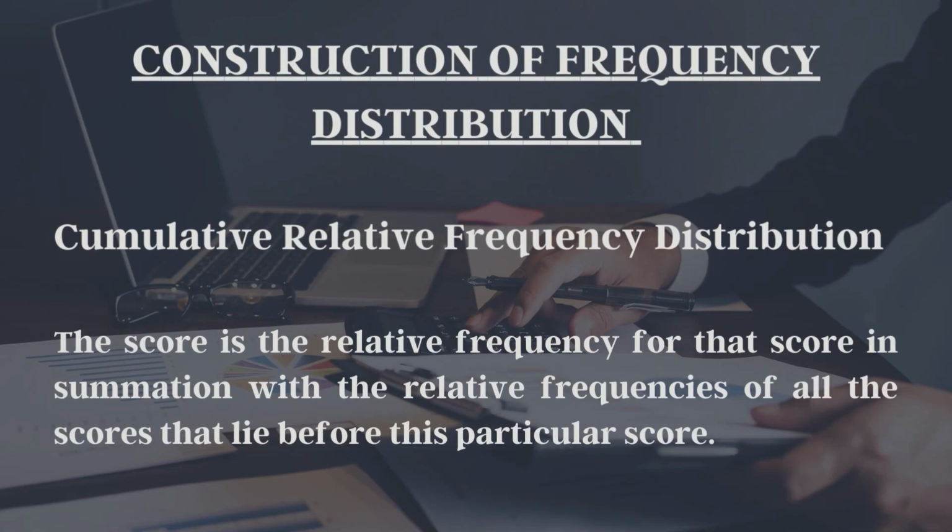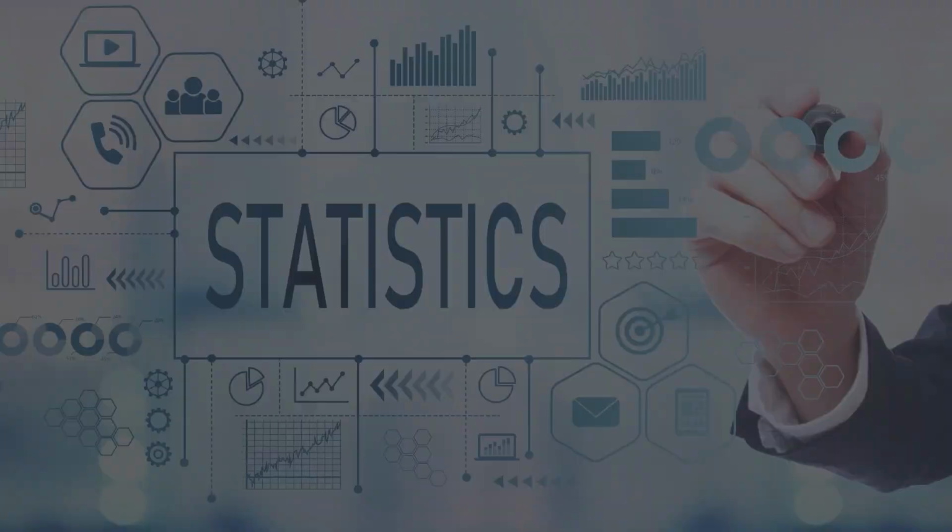So it is the summation of the frequencies of that class interval plus the frequencies of the class interval below it. And the cumulative relative frequency distribution is the relative frequency for that score in summation with the relative frequencies of all the scores that lie before this particular score. When we calculate, it will become clear how all these are a little different from each other but are important aspects of construction.